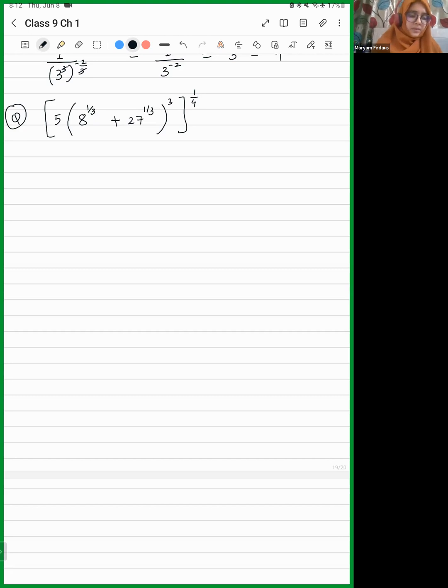Ma'am, first you turn 8 into 2 cube and 27 into 3 cube. Okay, so 8 is 2 cube and 27 is 3 cube. Then I am going to write the remaining 1 by 3 over here, and this entire thing to the power of 3. Then we write 5 here, and that entire thing to the power 1 by 4.